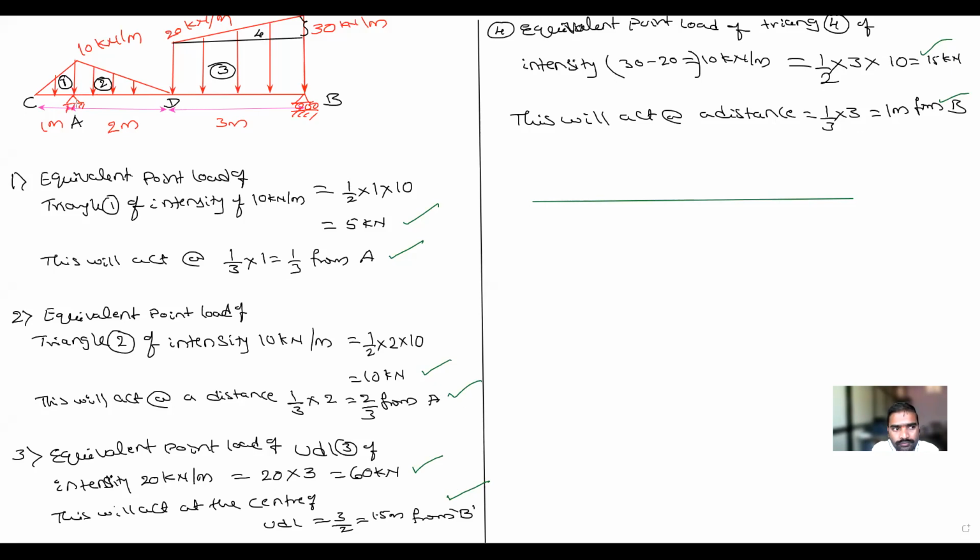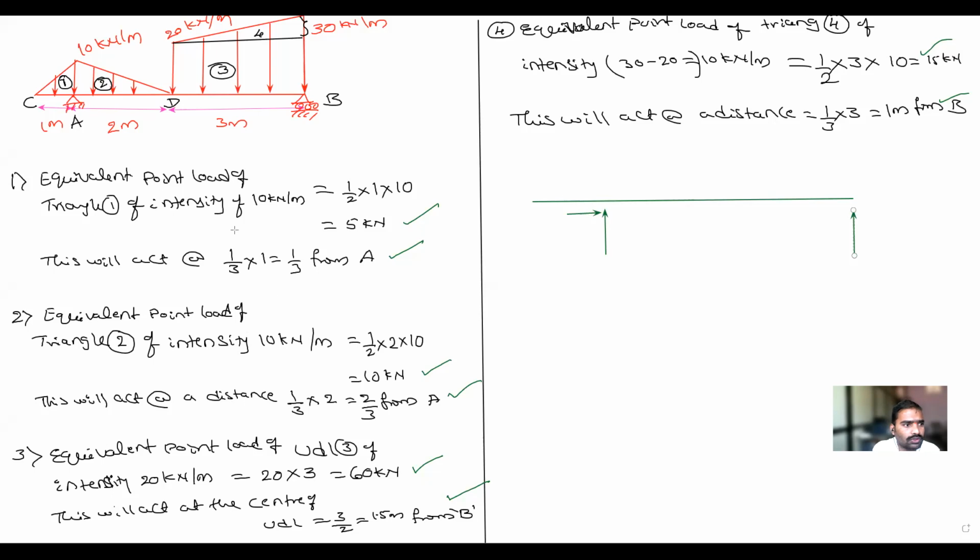Support A. Support A is which type of joint? Hinge. So how many reactions will be there? 2. So okay, I will take one vertical and another horizontal. Then at the D point, how many reactions? 1. Okay, so again I will convert all those loads to point loads.